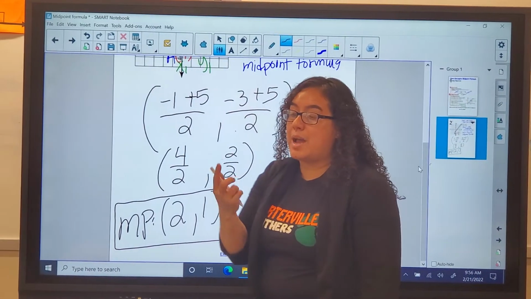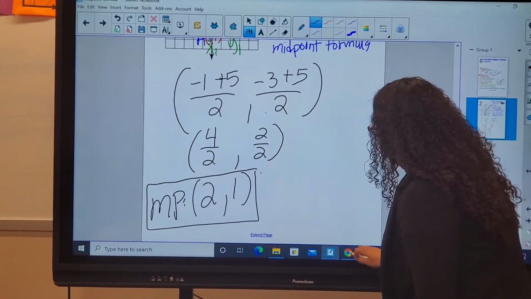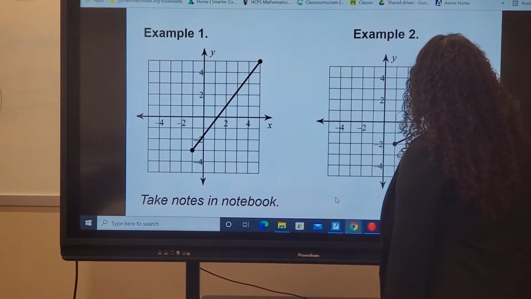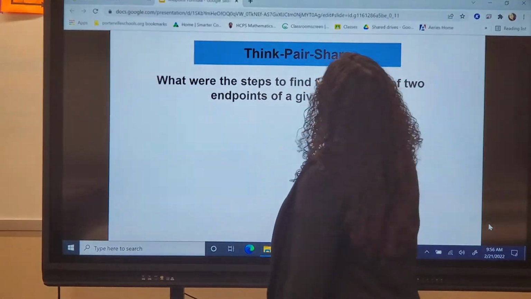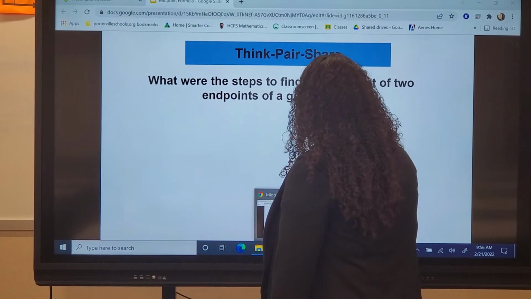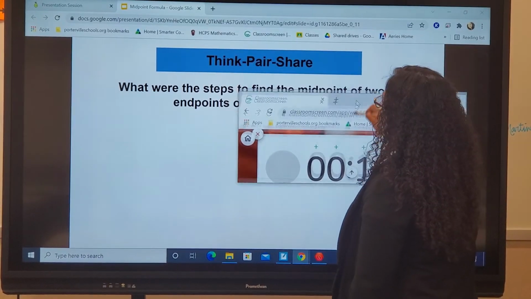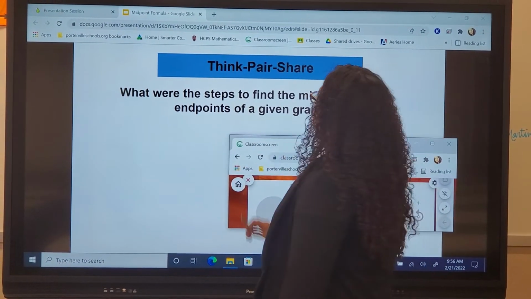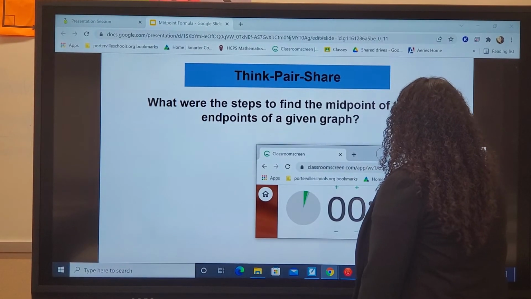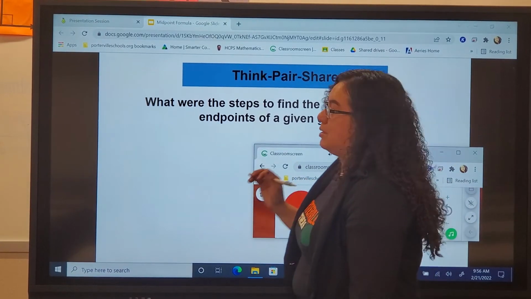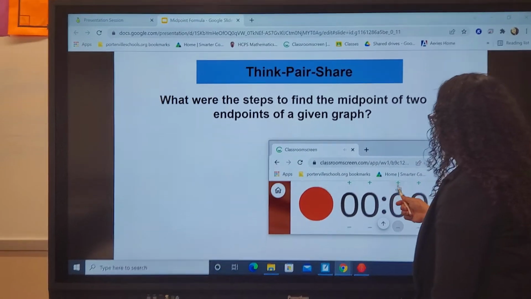The next thing I want you to do before I go on to another example is go to slide 4 before I do example 2, and I want you to think, pair, share. For a minute and a half, I'm going to set up my timer. I want you to individually think about what the steps were to find the midpoint of two endpoints of a given graph. Once the timer goes off, I'm going to have you pair share with your partner. So go ahead and think, pair, share, and I just set up the timer.